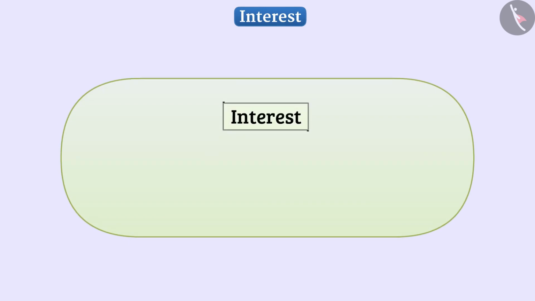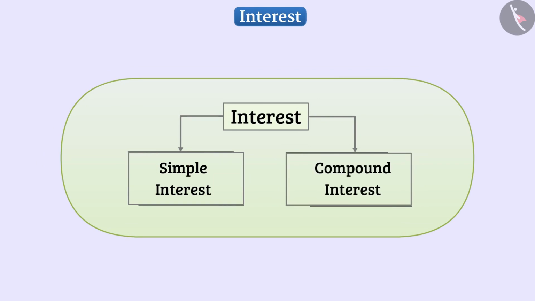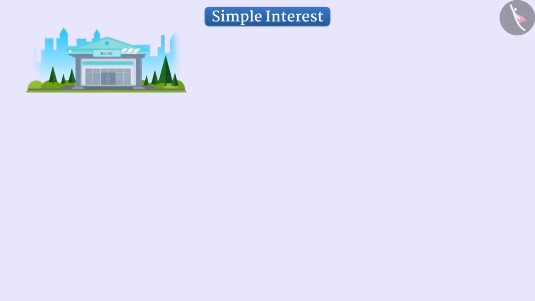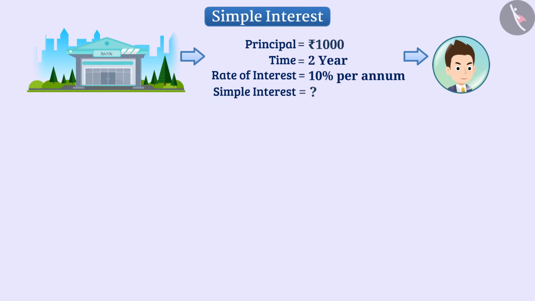When we talk about interest, there are two types: simple interest and compound interest. In the previous class, we understood simple interest. Let's revise it. Suppose we borrow rupees 1000 from a bank at the rate of 10% per annum for 2 years. Let us find out the value of simple interest.